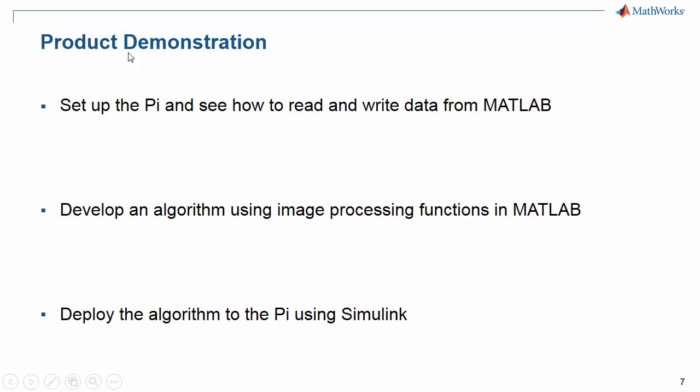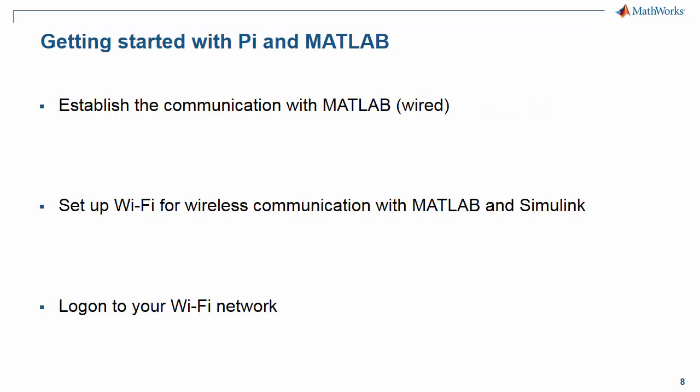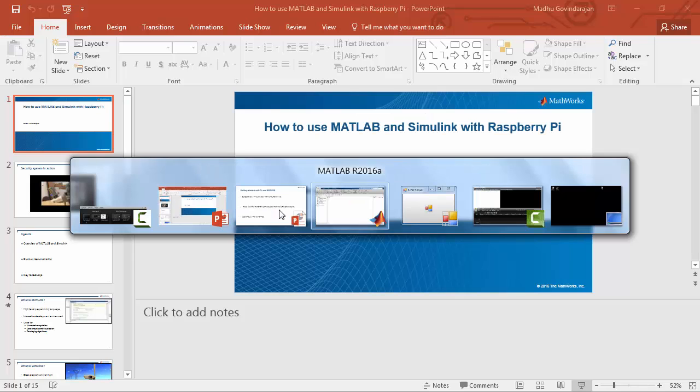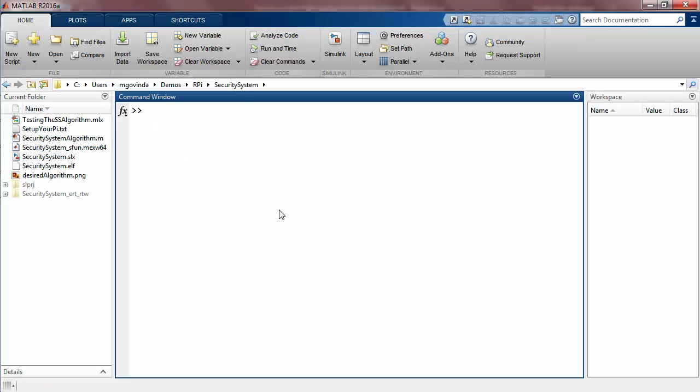First, we will see how to set up the Pi so that we can read and write data from MATLAB wirelessly. Then I will show how I developed the image processing algorithm using MATLAB. After this, we will see how I deployed the algorithm to the Raspberry Pi using Simulink. For the first section, I've listed all the steps involved. We will establish a wired connection and show how to use that connection to set up the Wi-Fi on your Pi. So let's go to MATLAB and see this in action.